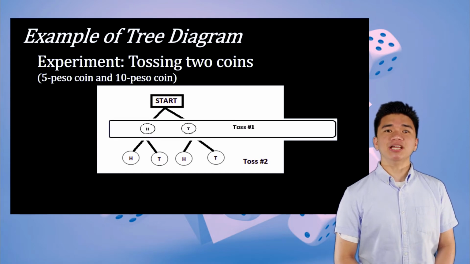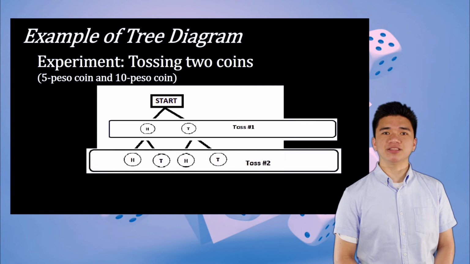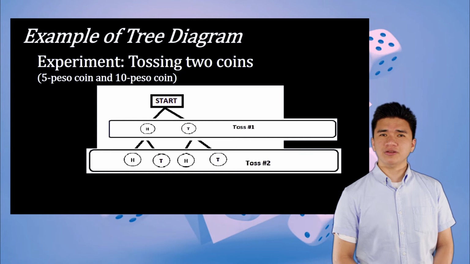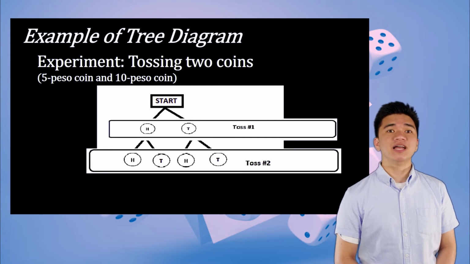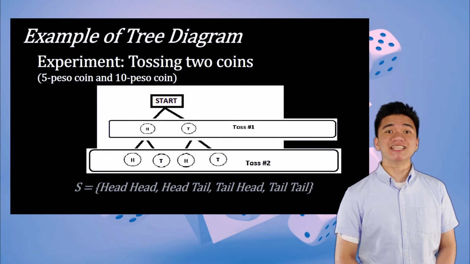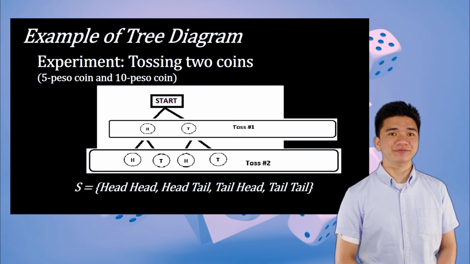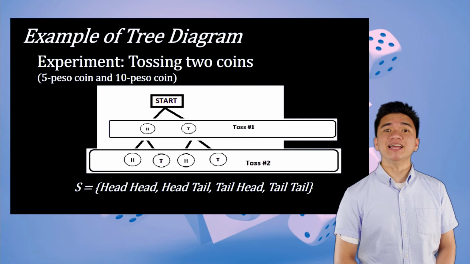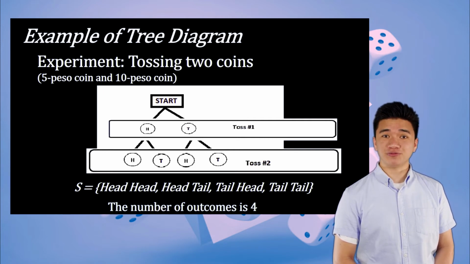The third branch illustrates the possible result for the second toss. This is the result connected to your previous toss. So if you had a previous result of head, it is still possible to get a second head or a tail. Listing all the outcomes, the sample space is S = {head head, head tail, tail head, tail tail}. The number of outcomes is 4, similar to the outcomes presented using a table.